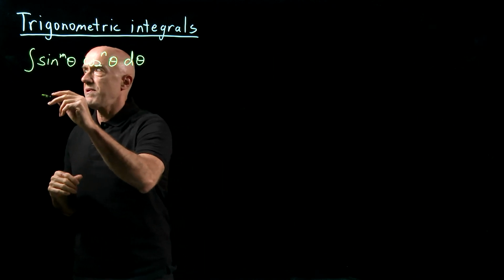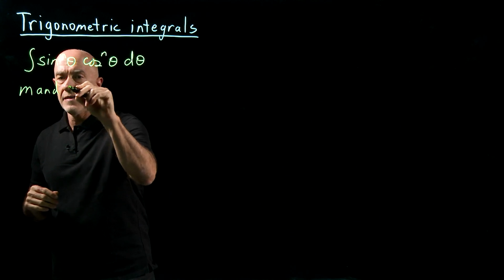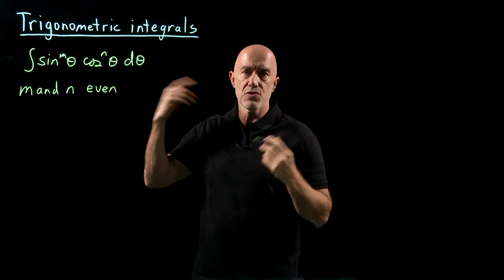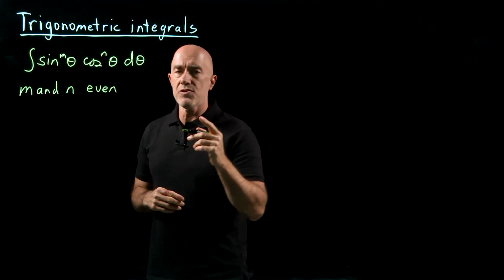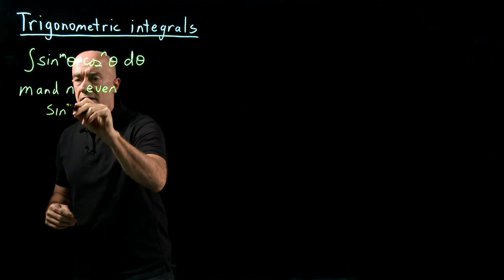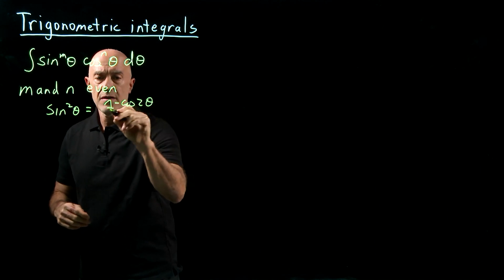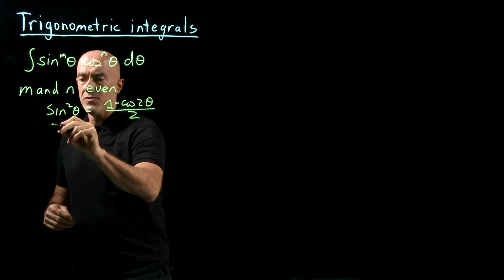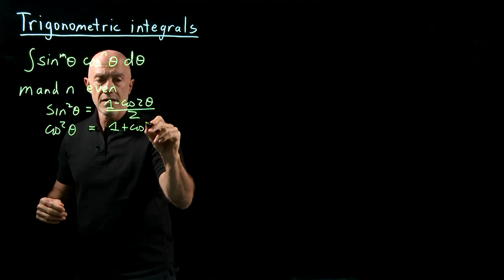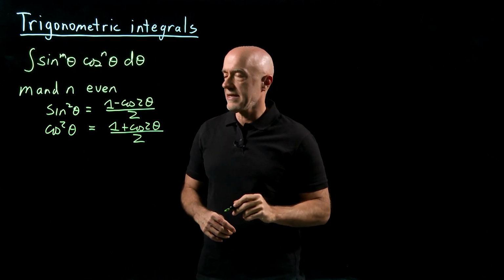The first case would be if both m and n are even. That includes 0, but also 2, 4, etc. And then we would use the reduction formulas. So we would use sine squared theta equals 1 minus cosine 2 theta over 2. And we would use cosine squared theta, or we might use it, 1 plus cosine 2 theta over 2. Okay, it's best to work in example.